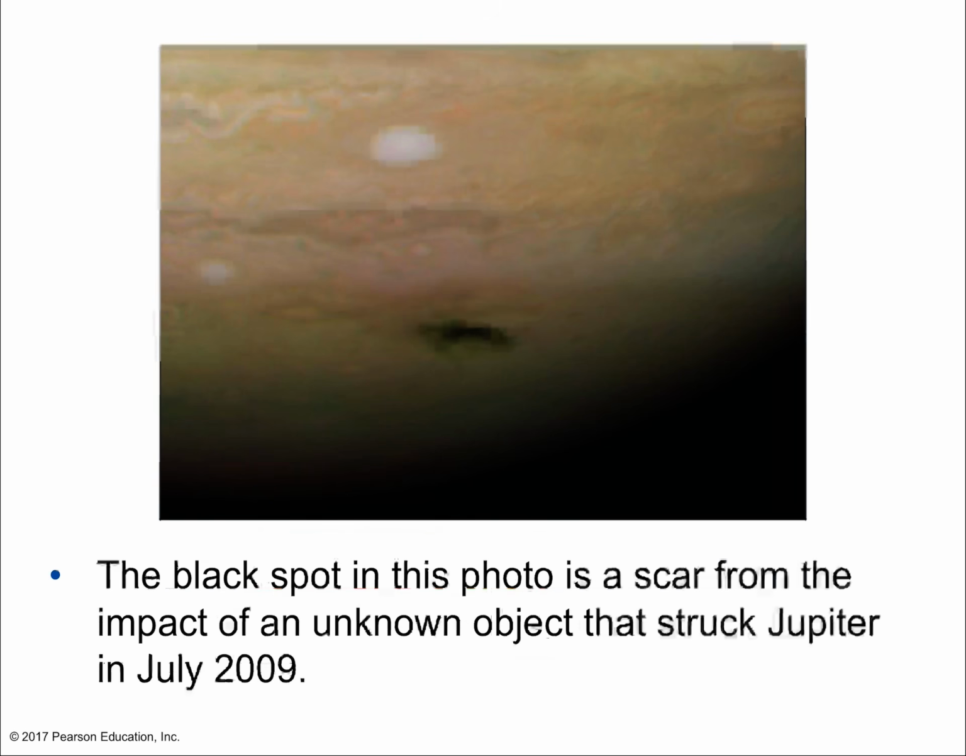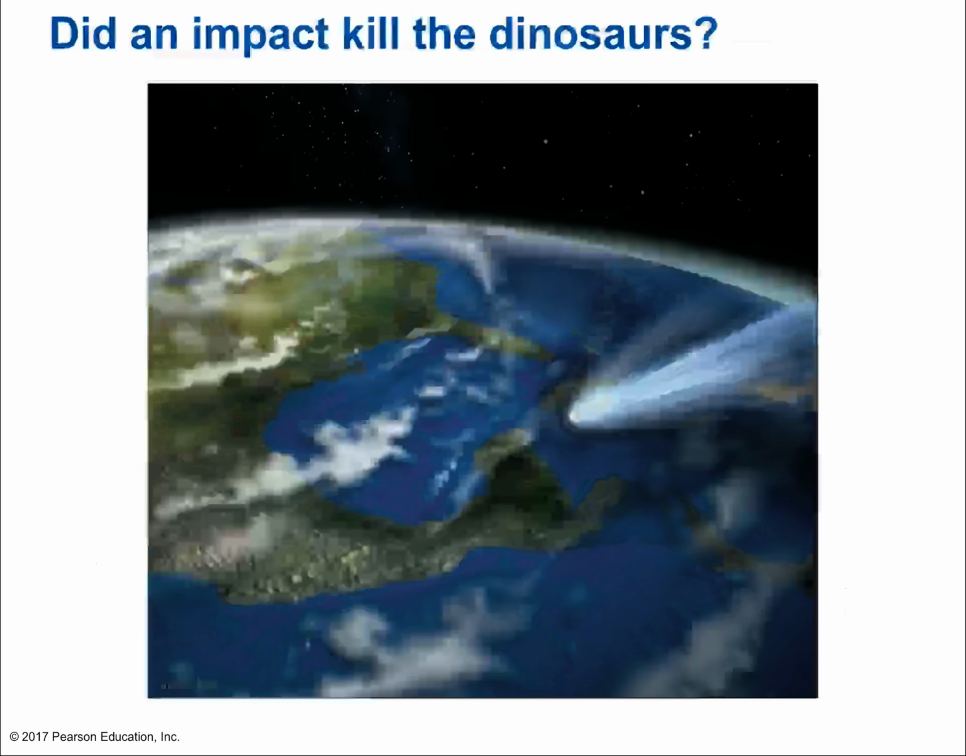So the black spot in this photo is a scar from the impact of an unknown object that struck Jupiter more recently, in 2009, right? Just ripping through the clouds of Jupiter. It must be kind of cool as an astronomer to be like, whoa, there's some big rip in the clouds of Jupiter. Okay, so did a big impact kill the dinosaurs?